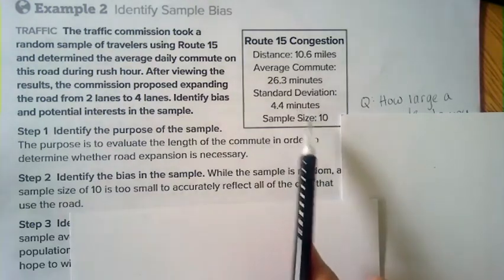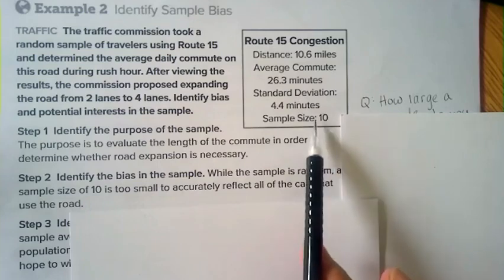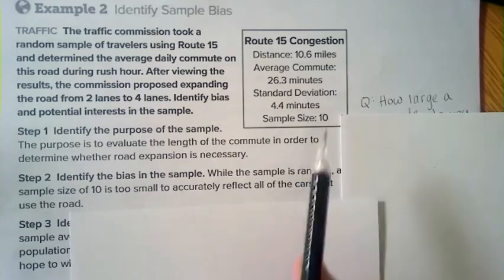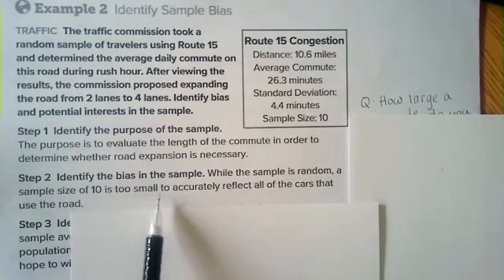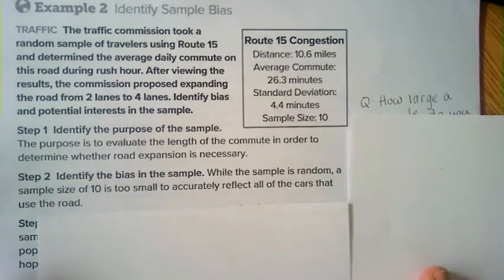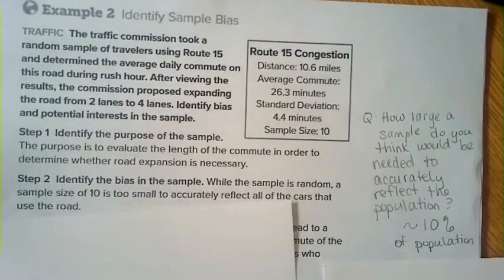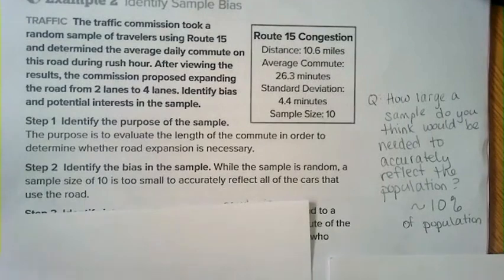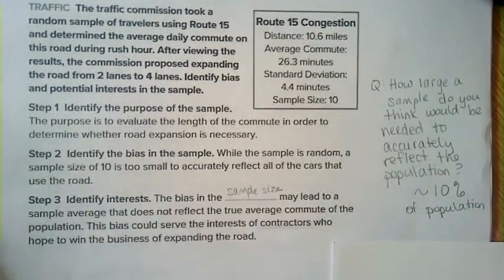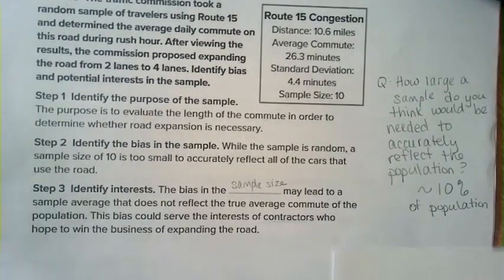Well, as I look over here, I notice the sample size is only 10. That is not a very large number. So in this case, I would say a sample size of 10 is way too small to accurately reflect all of the cars. So you might be wondering what would be an accurate number. They typically say that you want about 10% of your population for your sample size to make sure that you get an accurate picture of what's going on. Last thing it asked about identifying any interests.